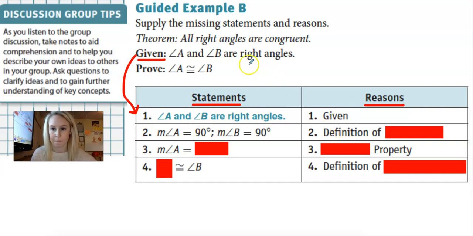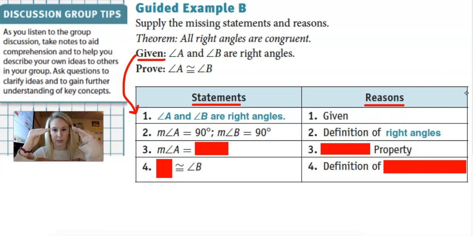Okay? Now, number 2. I know the measure of angle A has to be 90, and I know the measure of angle B has to be 90. So the reason I know they're 90-degree angles is that's the definition of a right angle. Okay? So if I know they're right, then I know they're 90. And that reasoning is definition of a right angle.